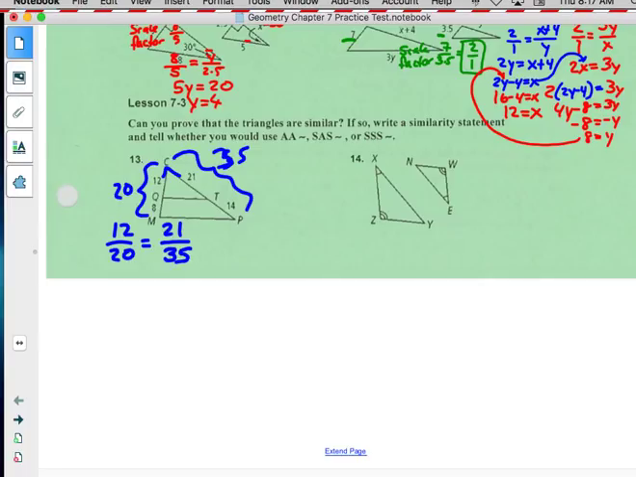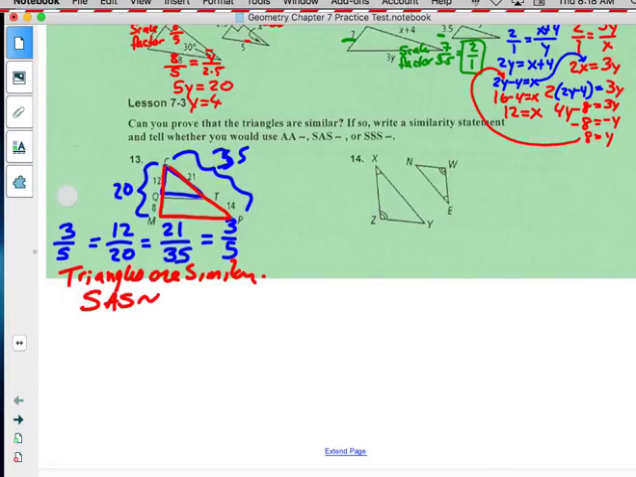Now, can you prove the triangles are similar? And that's what we're doing. This should have a cross multiplication. 12 is 20 and 21 is 35. I can either cross multiply and have it be the same value or reduce and have them be the same value. This is 3 to 5 on this side and this is 3 to 5 on that side. So yes, they're similar, but remember I used the idea that angle C is the same in this triangle and angle C is the same in this triangle. And now I can use the side angle side. So they are similar because of side angle side similarity.